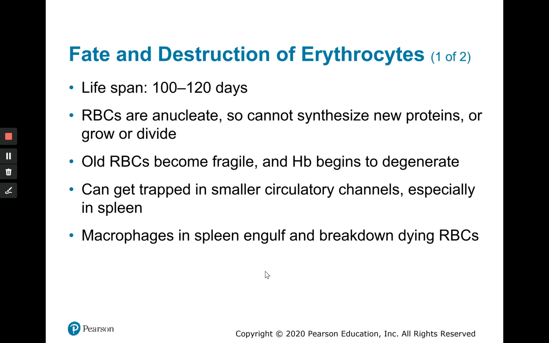Spectrin starts to degrade, hemoglobin starts to break apart, and the old red blood cells can get trapped in smaller circulatory channels, and this occurs especially in the spleen. Then macrophages in the spleen engulf and break down the dying red blood cells. Macrophages are white blood cells that are great phagocytes.